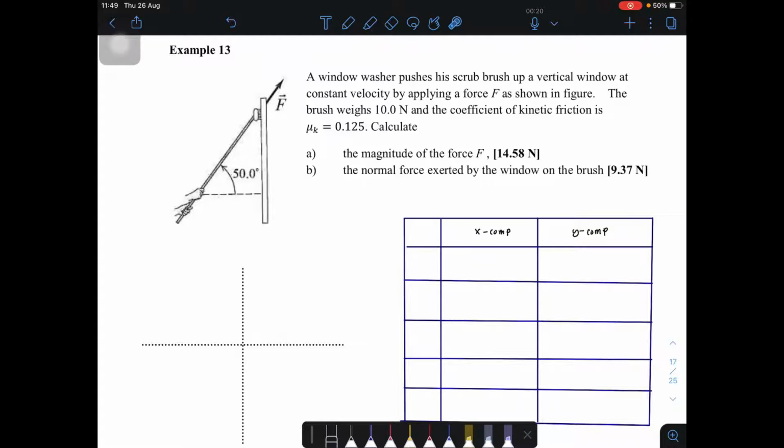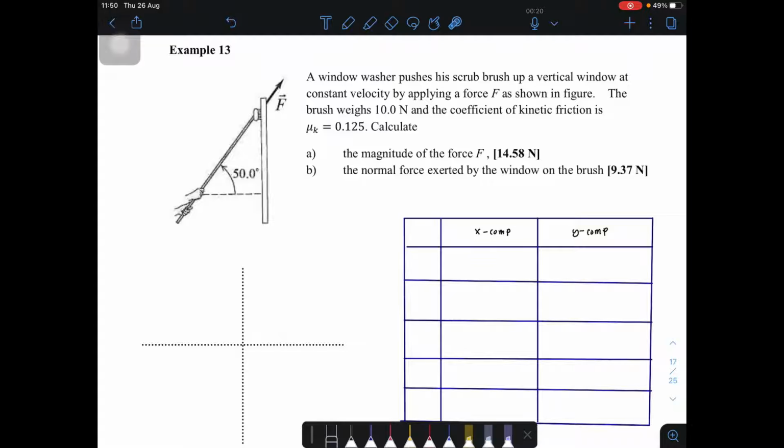Okay, now the last example for this subtopic, Example 13. A window washer pushes his scrub brush up a vertical window at constant velocity by applying a force as shown in figure. The brush weighs 10 Newton and the coefficient of kinetic friction is mu k 0.125. Calculate the magnitude of the force and the normal force exerted by the window on the brush.